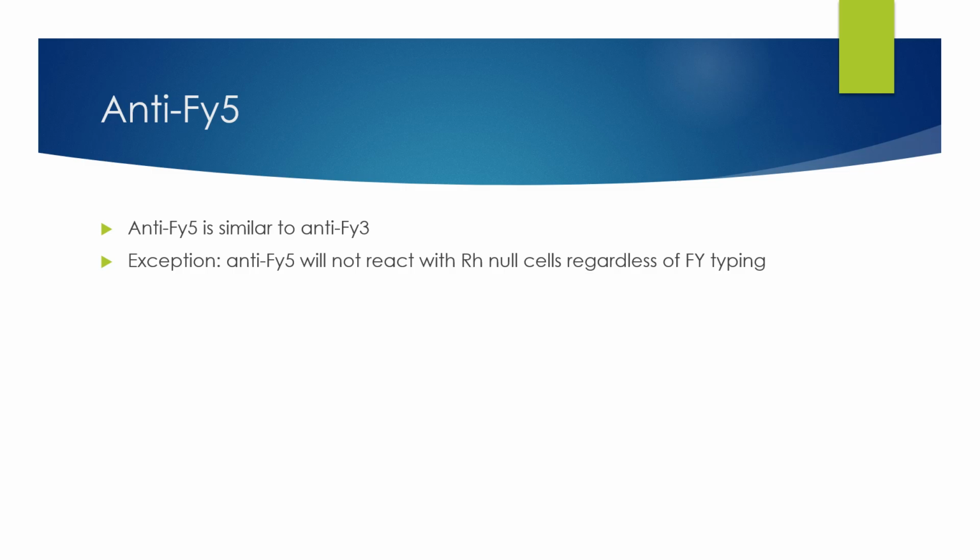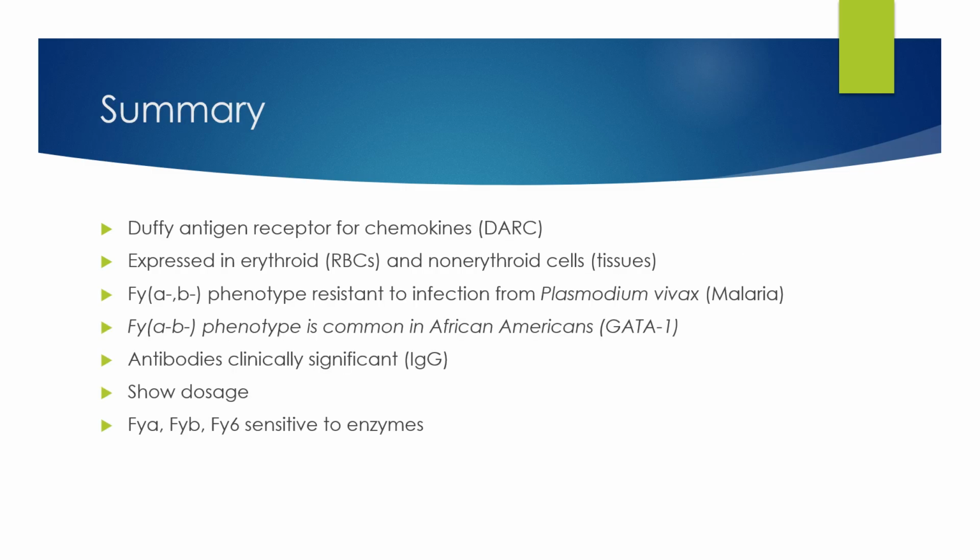Anti-Duffy 5 is a high-incidence antibody with a specificity similar to anti-Duffy 3, except that anti-Duffy 5 will not react with Rh null cells regardless of their Duffy antigen typing. The Duffy gene produces the Duffy antigen receptor for chemokines. Duffy antigens are expressed on red cells and other tissues in the body.